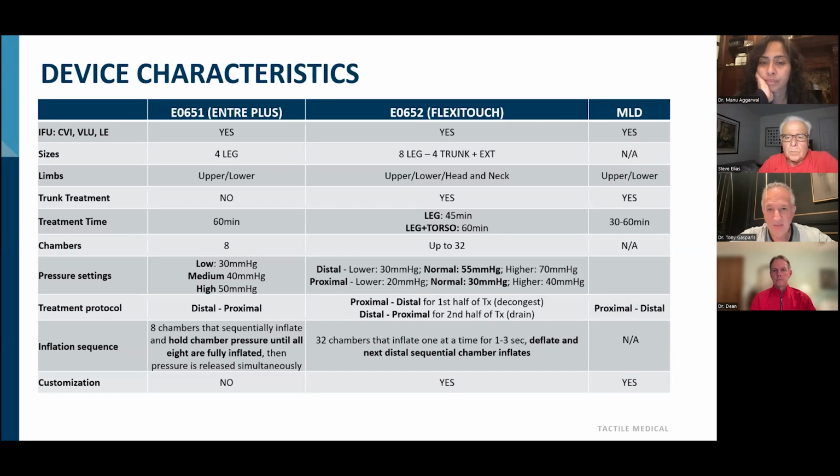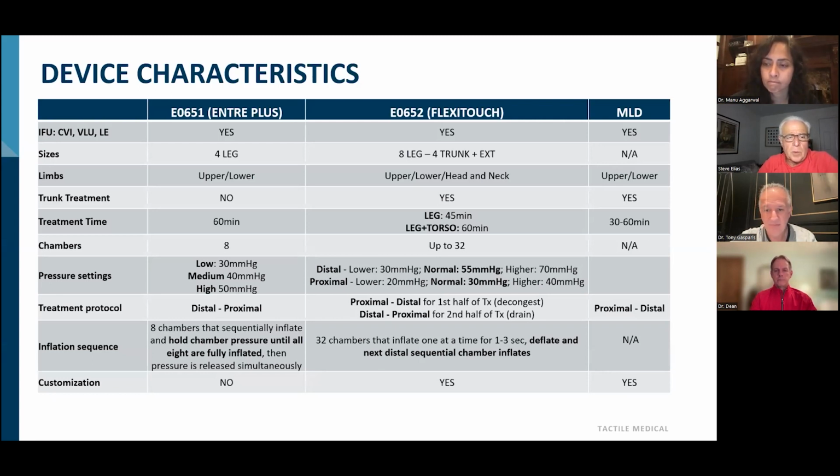The difference that the 652 of Flexi has to other pumps in the market is the way the treatment protocol is. So you start proximal, empty the proximal reservoir, and then treatment goes down the leg. And then the second half of treatment is from distal to proximal, which is basically mimicking the way MLD is done. So that's really what separates Flexi from other advanced pumps.